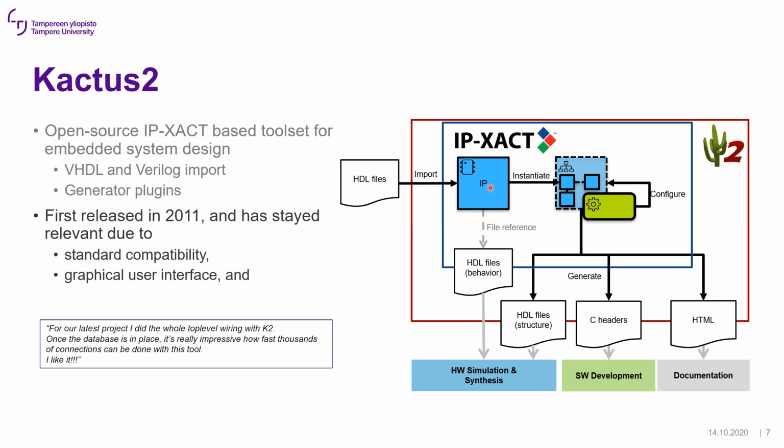We have a graphical user interface. The first Kactus2 version was more like a graphical editor for the IP-XACT XML. But we have come a long way from there, but we've kept this graphical because it helps on the top level to understand what the system is all about. And finally, we have tried to make the tool as usable as possible.